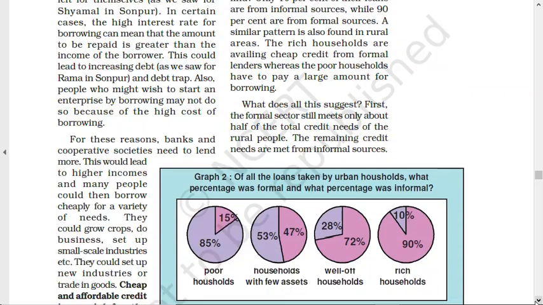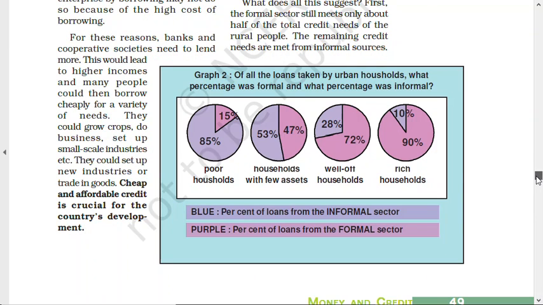So what does all this suggest? First, the formal sector still meets only about half of the total credit need for the rural people. The remaining credit needs are met from the informal sources. So if you look at the graph here, for poor households, of course, it is an 85% and 15% ratio. Okay, so you can see the blue part is the percentage of loan from the informal sector. So in poor households, you can see that 85% is this one. The purple part is loan from the formal sector. So even in poor households, only 15% of people have access to the formal sector.